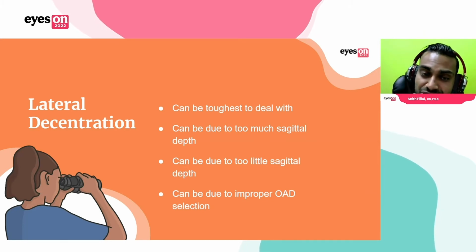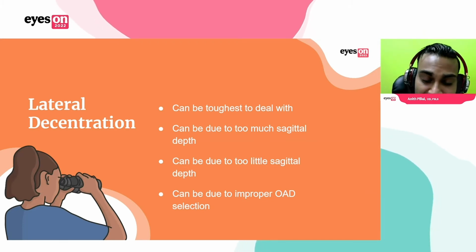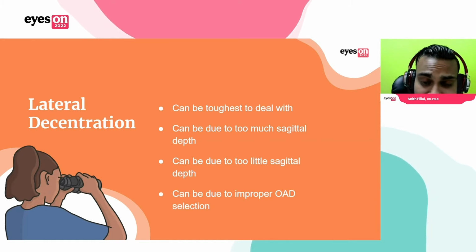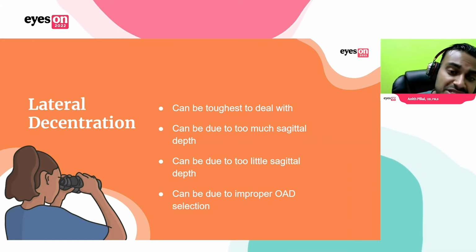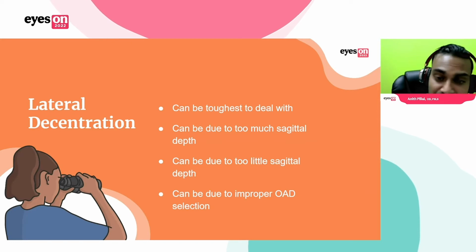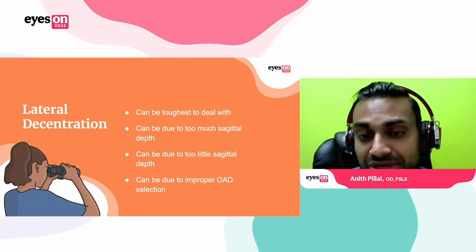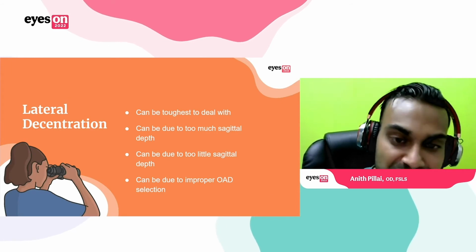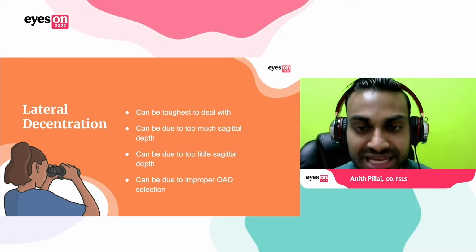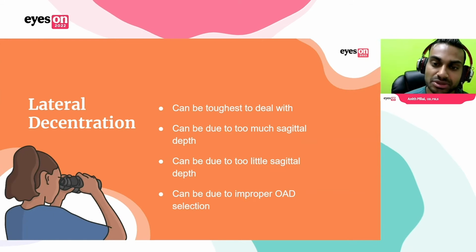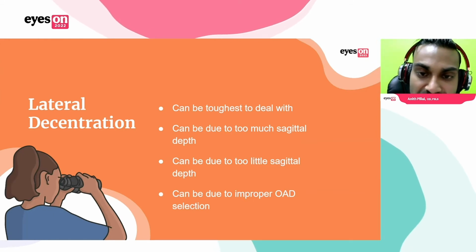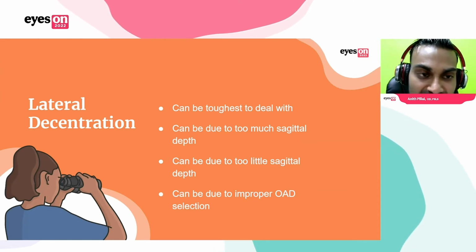This is where you need to use your topography and your fluorescein imaging together in tandem. When you see lateral decentration and you see, say, too much sagittal depth, too much apical clearance, on the fluorescein image, then you know to reduce that sagittal depth. If you see too little sagittal depth on the fluorescein image, then you know to increase that. So you've got to use what it looks like at the slit lamp with the topography in this case.